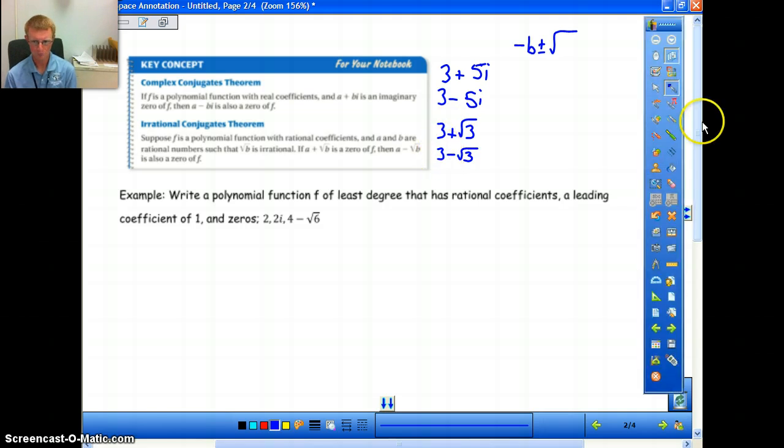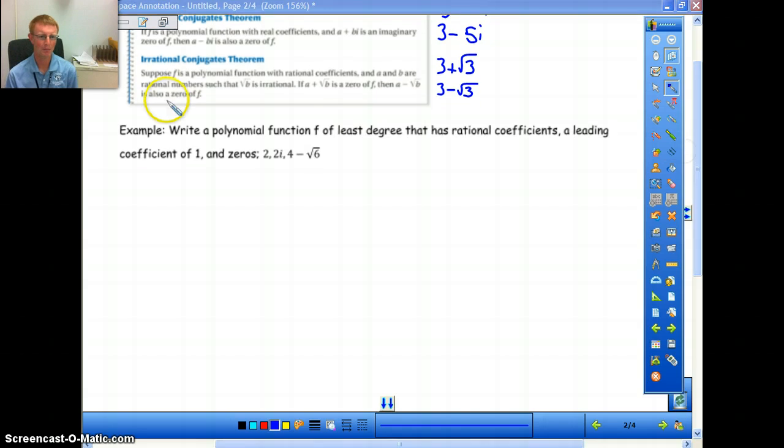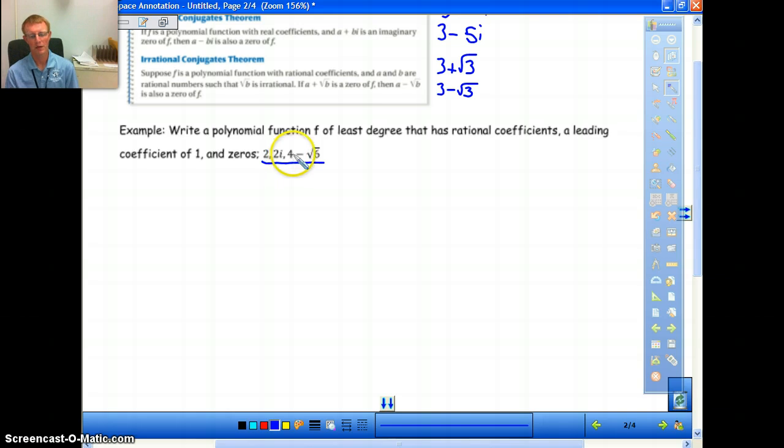So with that, we have a problem here that says write a polynomial function f of least degree that has rational coefficients, a leading coefficient of 1, and zeros, and they're giving us the zeros. So here's what's going to happen here. Don't worry so much about the least degree, because as long as you do this properly, that's going to work itself out. And the same thing with rational coefficients and a leading coefficient of 1. So here's what we have. Think about x equals 2 as one of our zeros. That means that we have a factor of x minus 2.